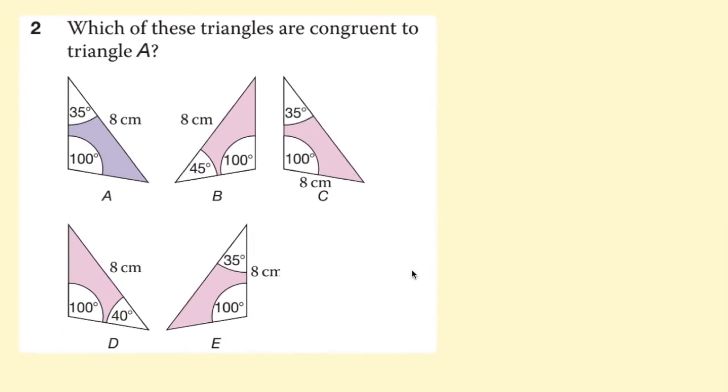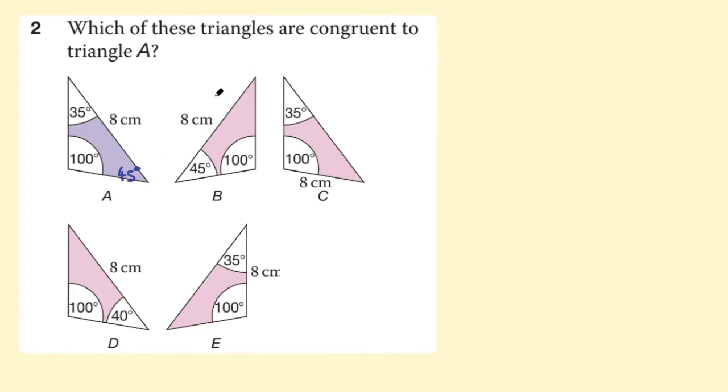So the second example here says, which of these triangles are congruent to A? And in A here we're given two angles and a side. In order to use our rules, it's probably most effective if we fill in this last angle. We know angles in a triangle add up to 180, so this last angle must be 45 degrees. So now we have all three angles in the triangle and one side.